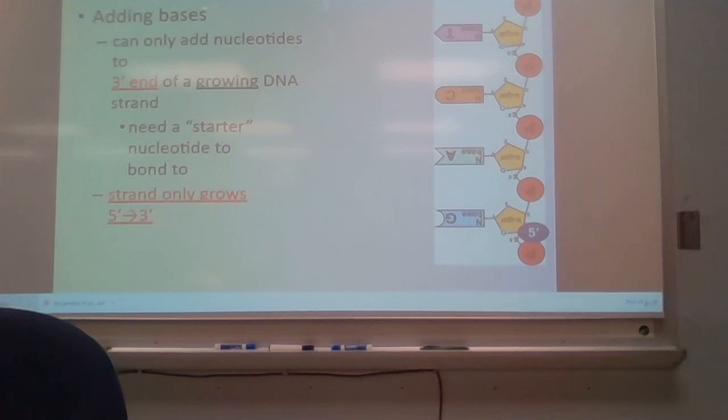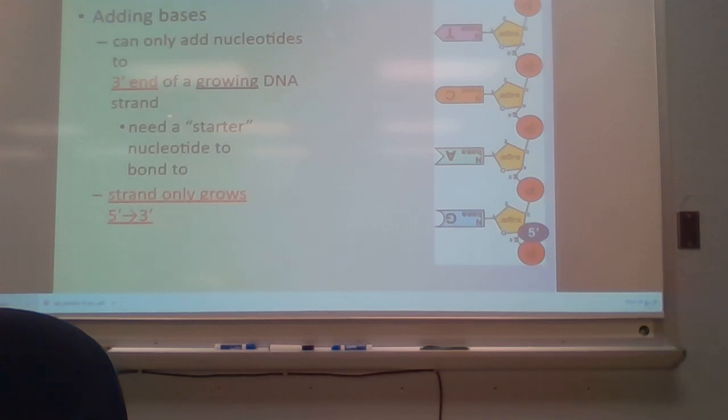Like we just mentioned, whenever we add bases, we can only add new nucleotides to the 3' end of a growing strand because we have to attach it by the phosphate group. So in this case, I couldn't add a nucleotide here, I know this is off the screen up here, because I have to attach it by the phosphate. So the phosphate has to add on to the 3' end, the free sugar end of the strand.